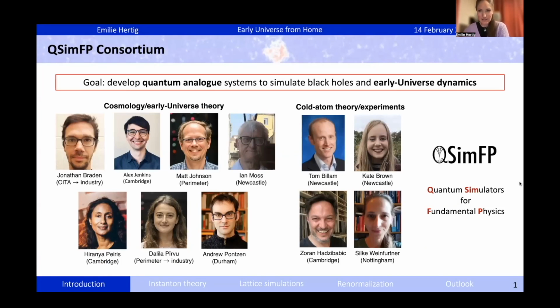Here in Cambridge, we have several members of this team. First, we have Hiranya Peiris, Alex Jenkins, who is also giving a talk at this conference, as well as Zoran Hadzibabic, who is our experimental contact at the Cavendish Laboratory.